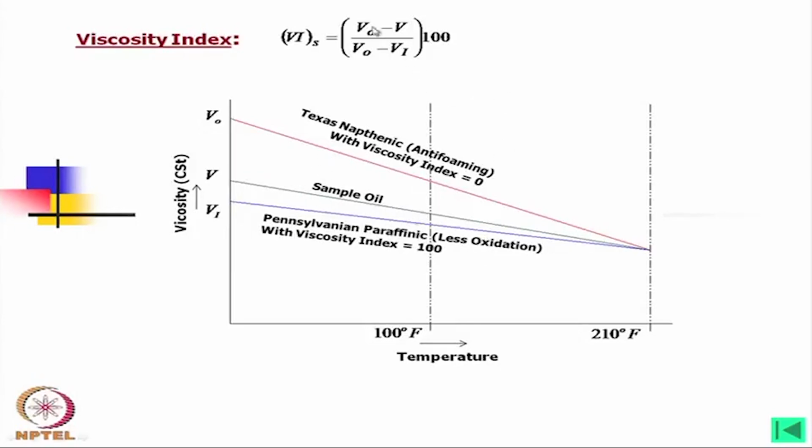So, knowing this viscosity index, we can easily calculate what will be the viscosity at a different temperature, and definitely if we need the thermal stability to be more, it should be close to the Pennsylvania paraffinic, but again this will not have the good anti-foaming property.